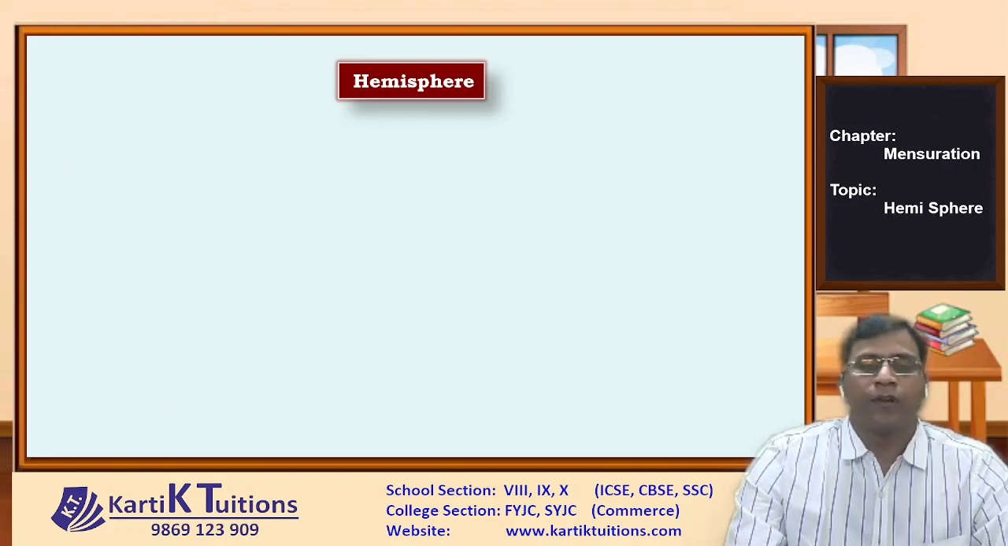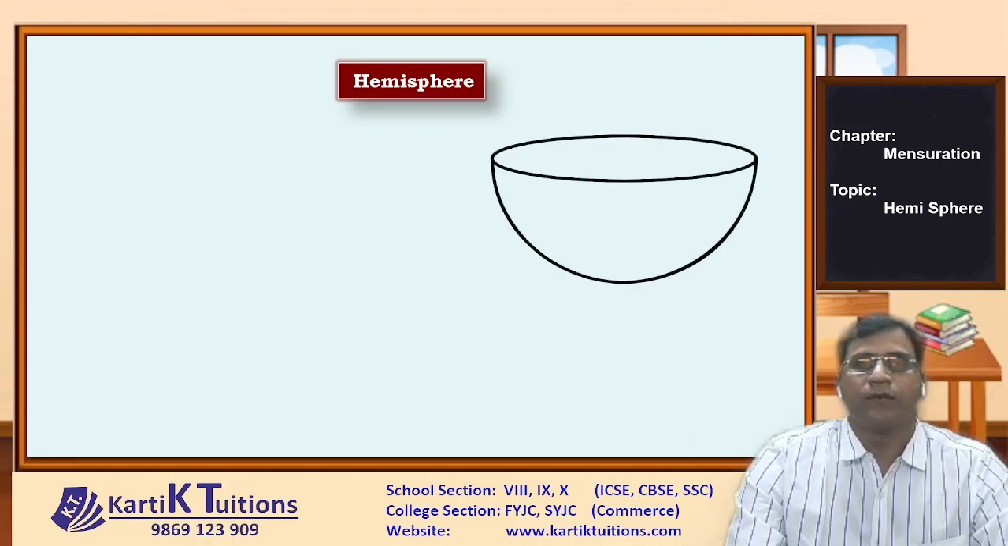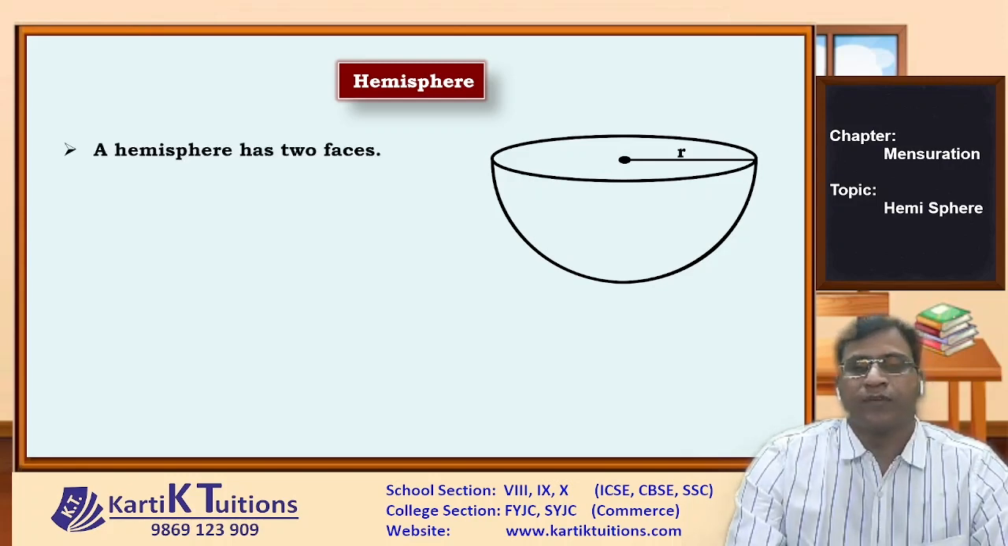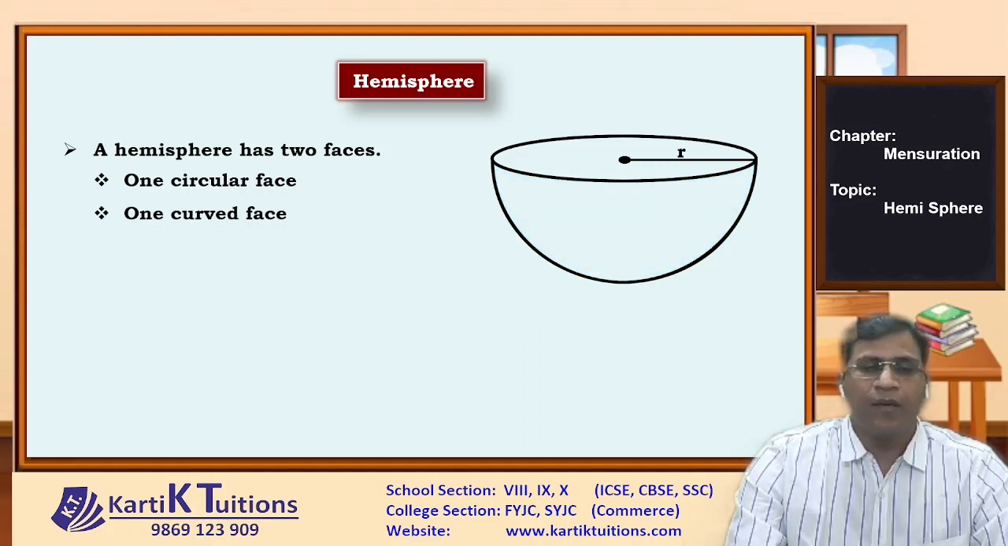Now let's proceed further. See, the geometric figure of hemisphere is somewhat like this. It has only one dimension, that is radius. Now, a hemisphere has two surface faces. The first is a circular face and the second one is a curved surface. So basically, hemisphere will always have two faces.